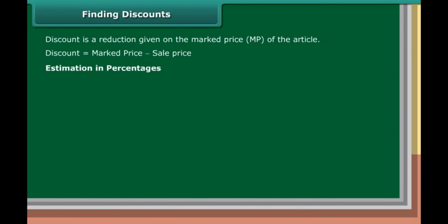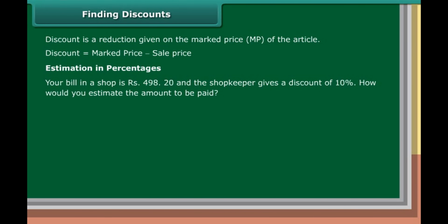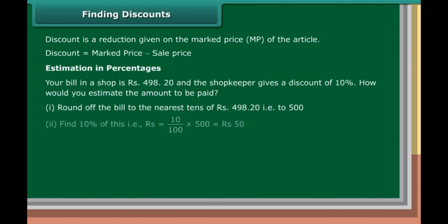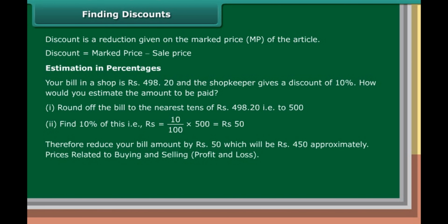Estimation in percentages. Your bill in a shop is rupees 498.20 and the shopkeeper gives a discount of 10%. How would you estimate the amount to be paid? 1. Round off the bill to the nearest tens of rupees, 498.20, that is, to 500. 2. Find 10% of this, that is, rupees 10 upon 100 into 500, which is equal to rupees 50. Therefore, reduce your bill amount by rupees 50, which will be rupees 450 approximately.